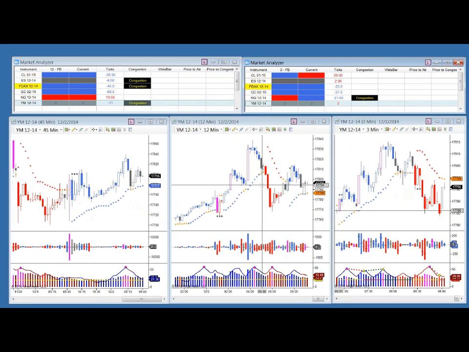It just links the market analyzers with the chart. So if I click here or click here, either one, it's going to change. Same scenario. Do I want to take this trade? Okay. 3 minutes going down, 12 minutes going up, 45's going up. Nope, I ain't taking that trade. That's a loser, as far as I'm concerned, because I ain't touching that trade. Y'all got it?